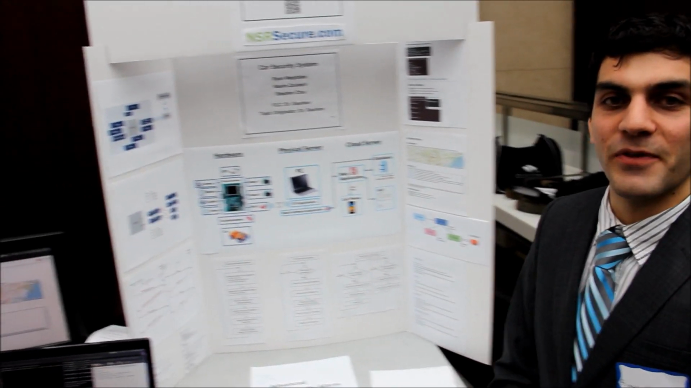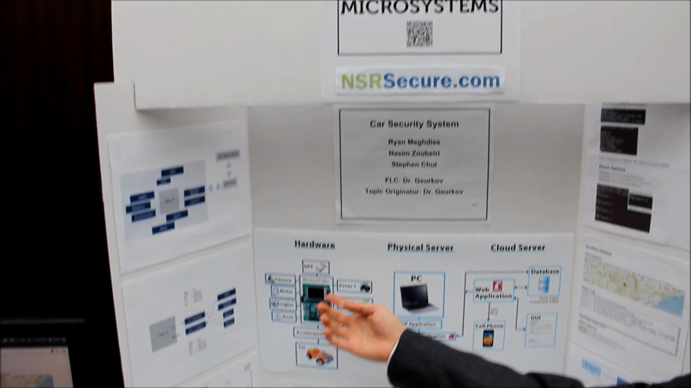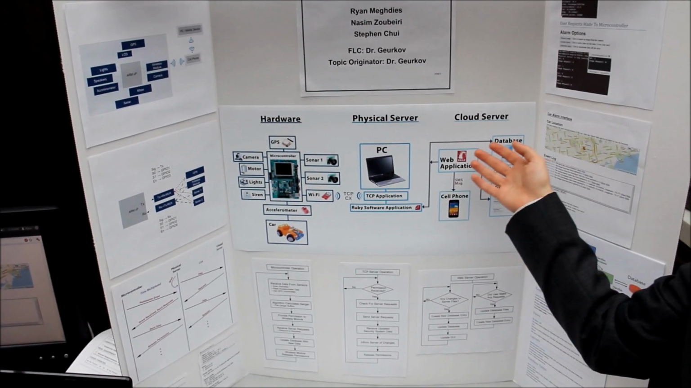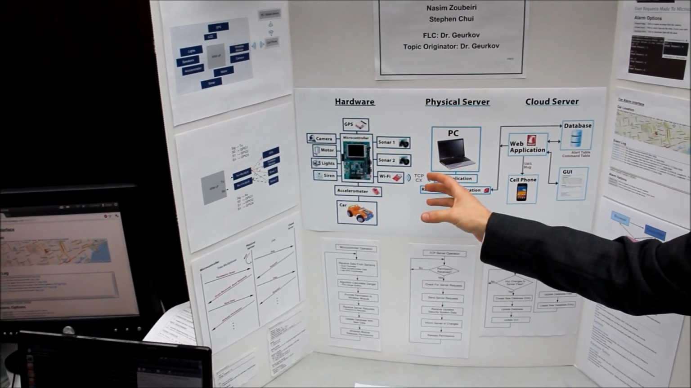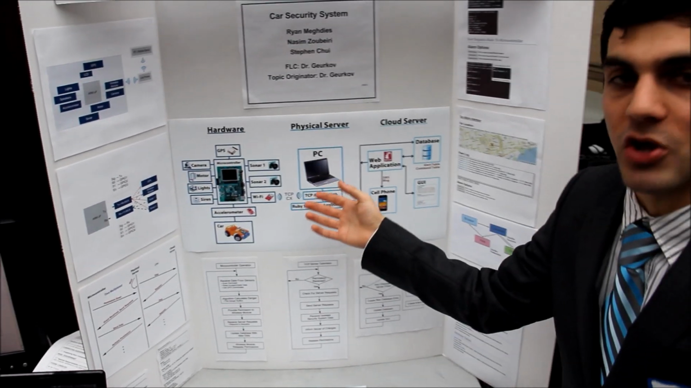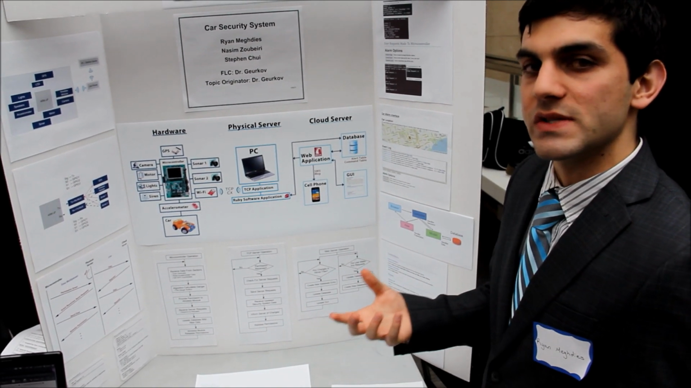Alright, so what we developed here is a vehicle security system, which essentially has three components: the hardware, physical server, and the cloud server. To start, I'll begin with the hardware section. With the hardware, what we do is we've integrated a bunch of sensors and modules onto the actual vehicle so that we can take in data and process it using an algorithm.